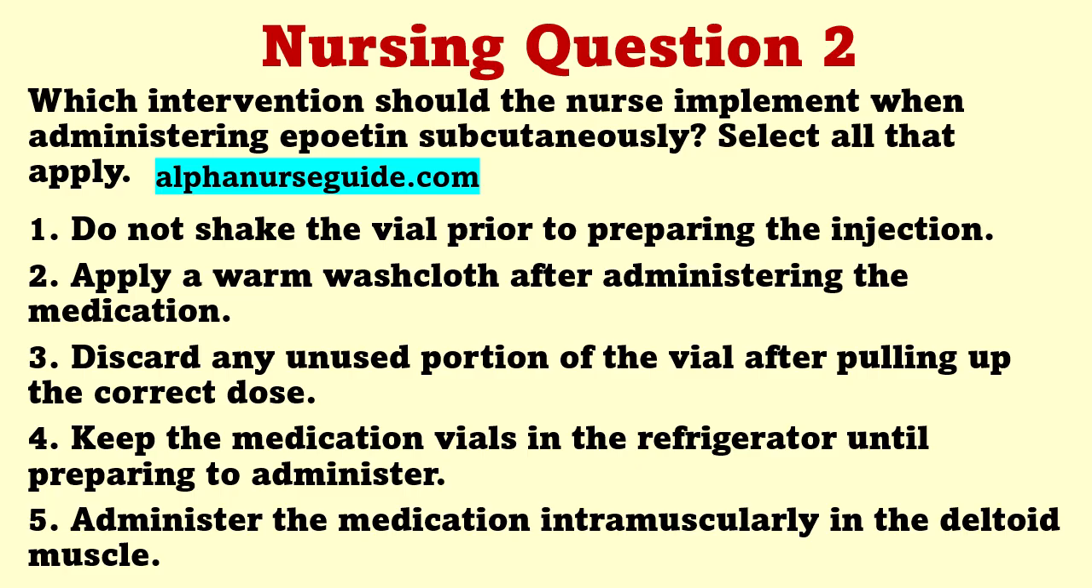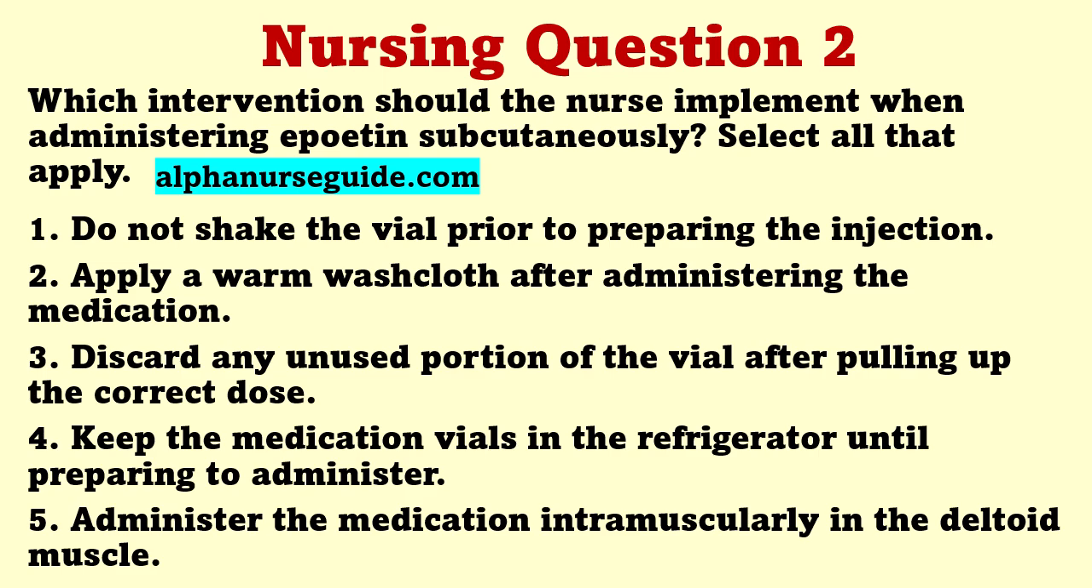The correct answers are 1. Do not shake the vial prior to preparing the injection. 3. Discard any unused portion of the vial after pulling up the correct dose. And 4. Keep the medication vials in the refrigerator until preparing to administer. Do not shake the vial because shaking may denature the biological response modifier, epoetin, rendering it biologically inactive.